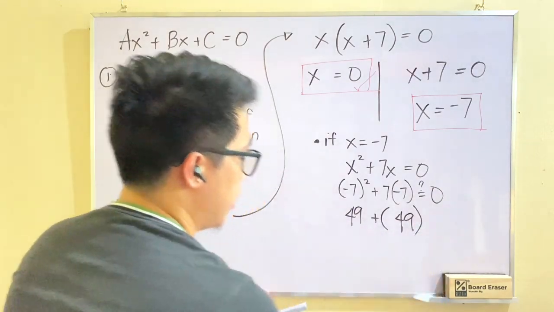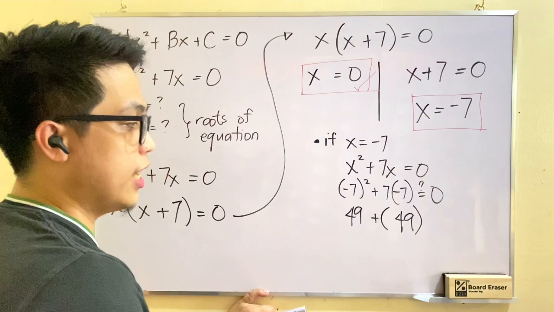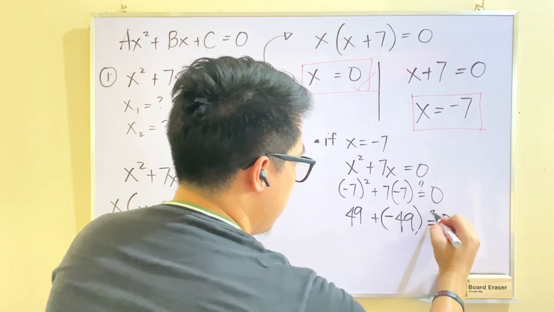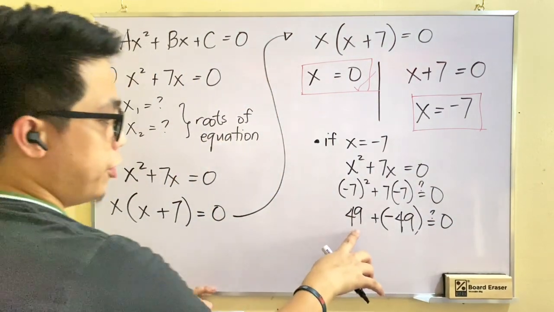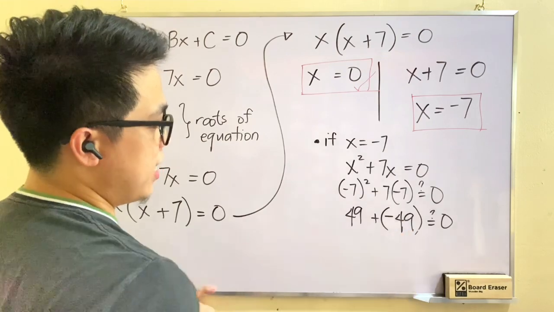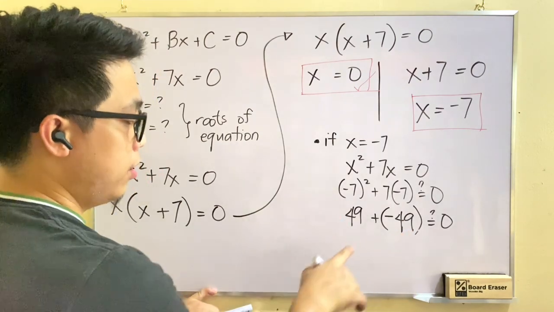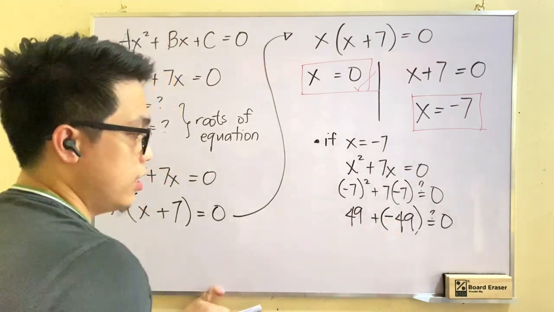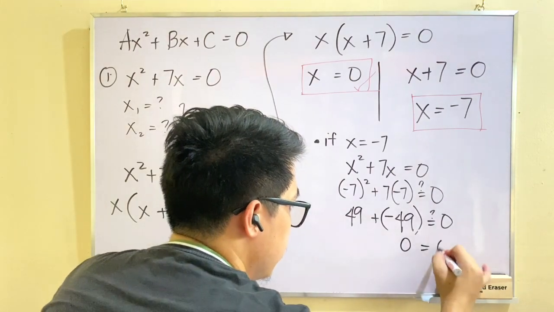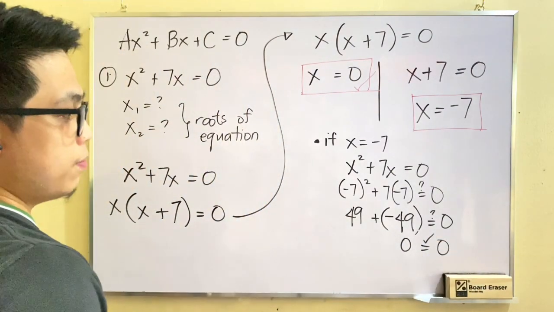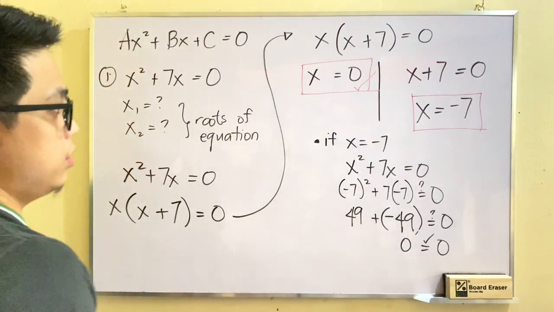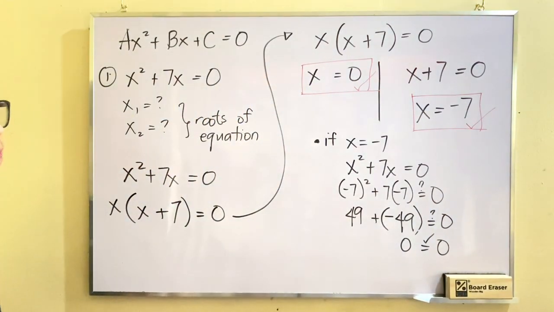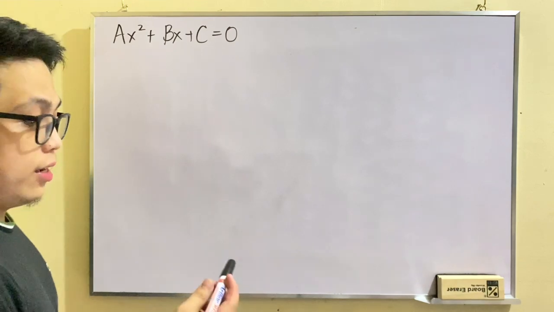Is it positive or negative? Positive number multiplied by negative number, it is negative. Is it equal to 0 still? So, hindi natin alam. 49 plus negative 49 is positive number plus a negative number. So, ang value nila is 0. So, as we can see here, na-confirm natin na 0 is equal to 0. Therefore, tama yung value ng x, which is negative 7. Good job! Okay, next example tayo.